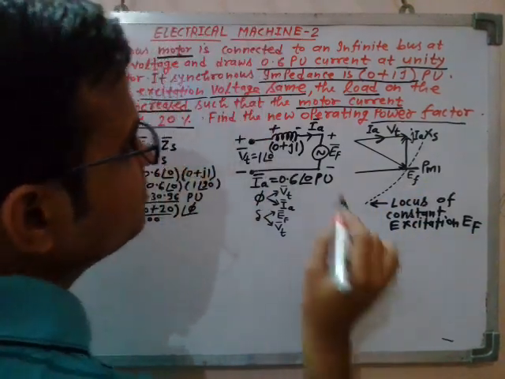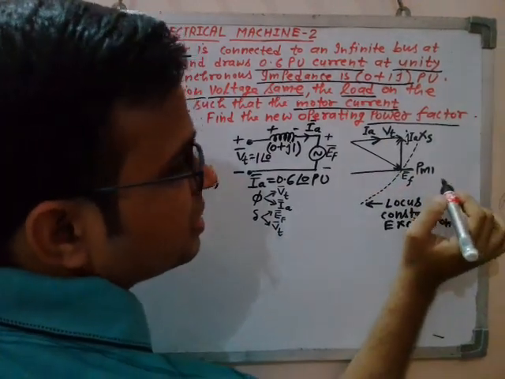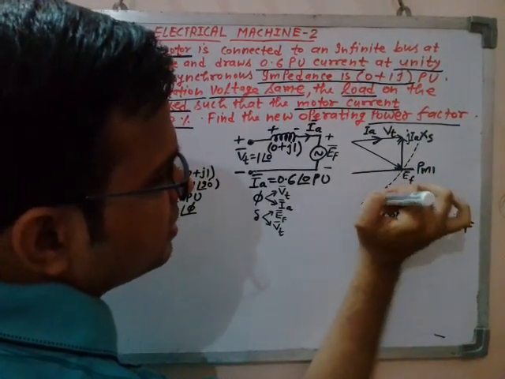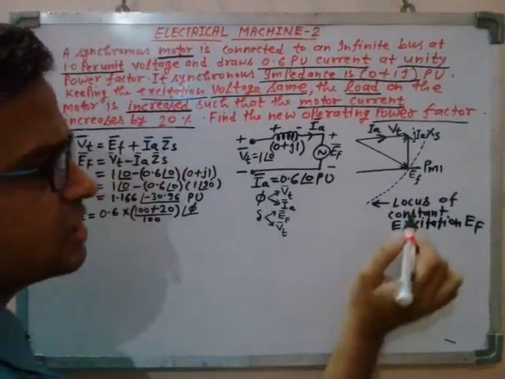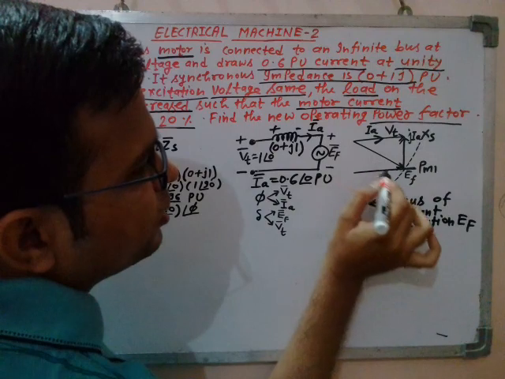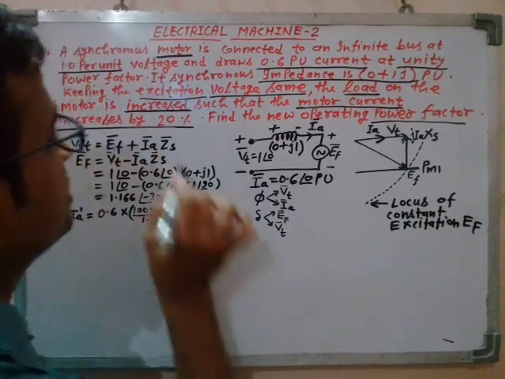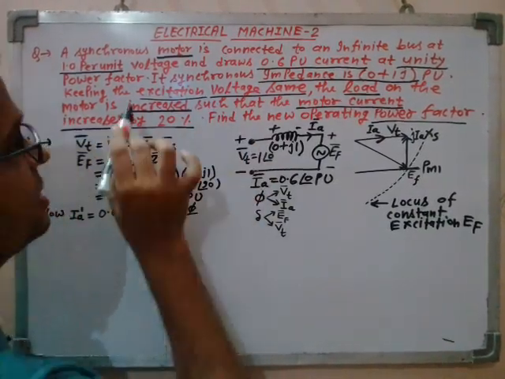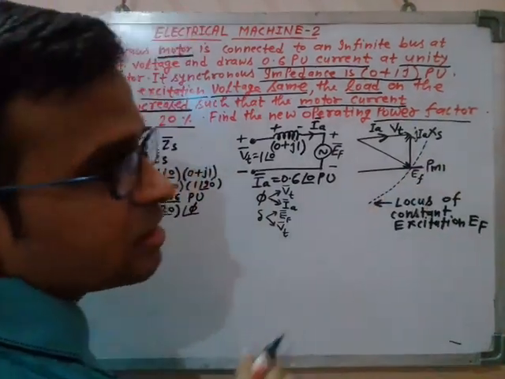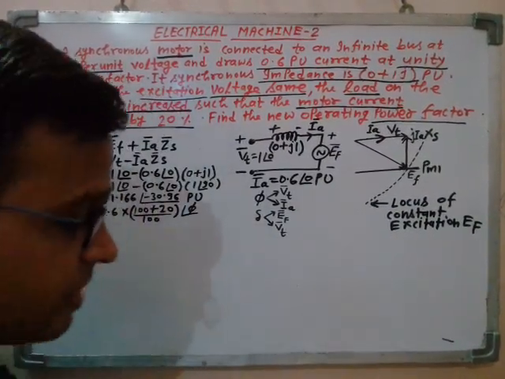Now suppose at the initial operating power factor, that is unity, the mechanical load on the motor is PM1. This dotted locus that you are seeing here is a locus of constant excitation. That means any point you take on this locus will give you the same excitation, because he is saying you have to keep the excitation voltage same. So this is the locus of constant excitation.